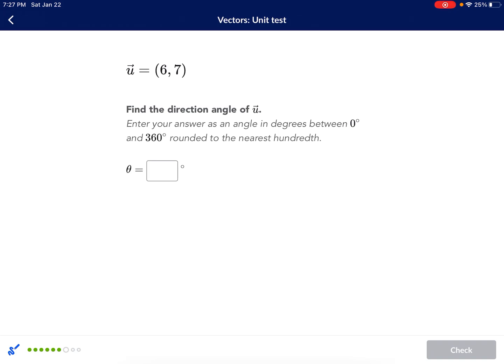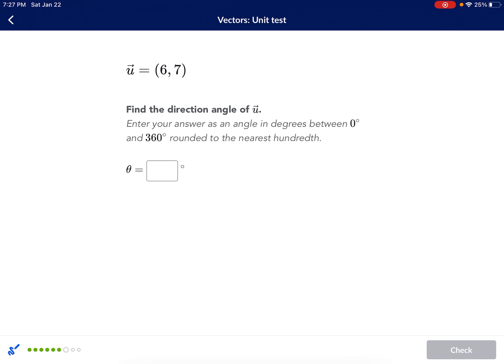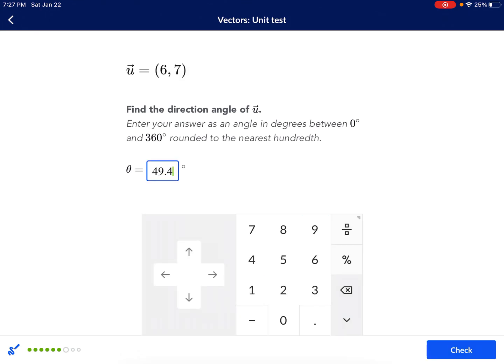Find the direction angle, so it's just inverse tangent or arc tangent of 7/6, or the y component over the x component. So the inverse tangent of 7/6 is 49.40. Yeah, 49.40, and I don't need to do anything with it because it's in the first quadrant.